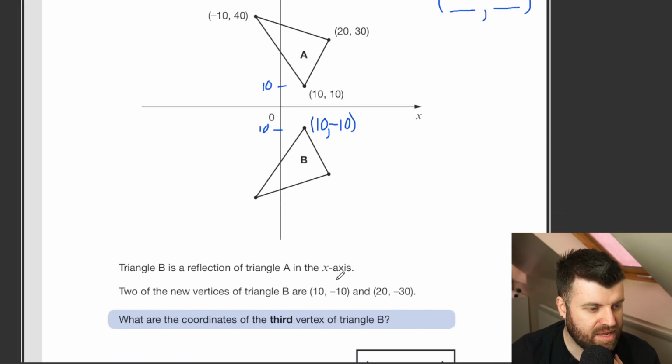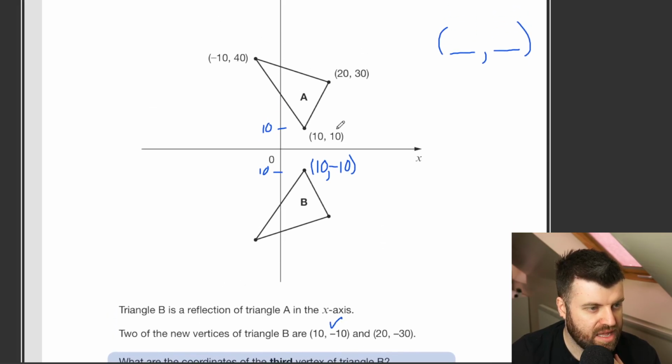Same for this one here. By the way, that's the first one, (10, -10). Then we have (20, -30). If this is (20, 30), this one is still going to be 20 across the x-axis because we're going to the exact same point. And instead of 30 up, we go 30 down. So it's going to be minus 30. And you'll notice what happens here is the coordinates stay the same. It's just that the second value becomes negative.